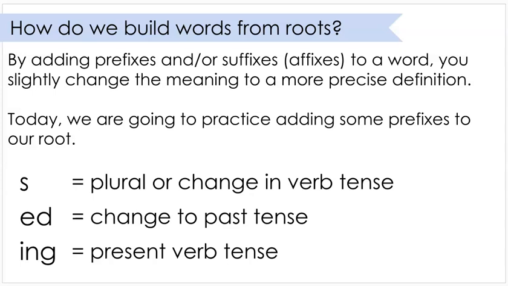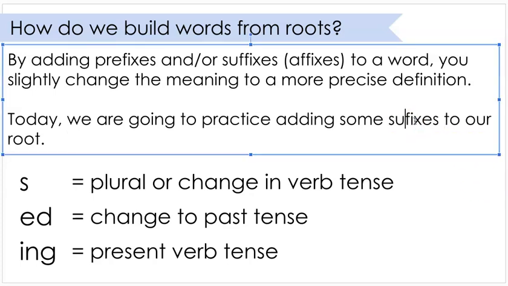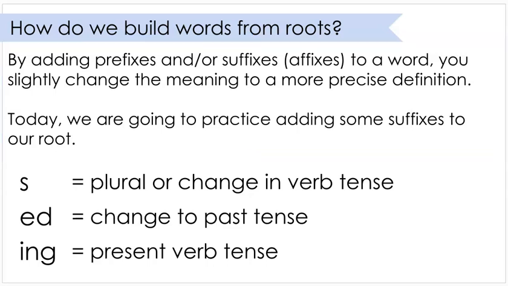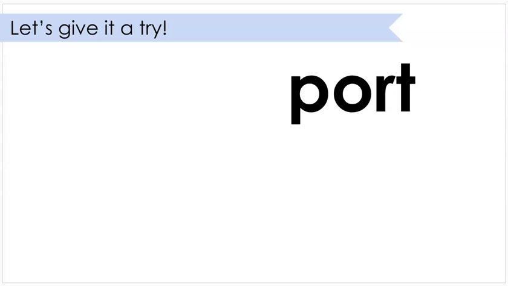By adding prefixes and/or suffixes, and those are the affixes, to a word, you slightly change the meaning to a more precise definition. Today we are going to practice adding some, it says prefixes there, but it's actually suffixes, to our root. The suffixes we're going to add are s, which is plural or a change in verb tense, ed, which is a change to past tense, or ing, which is a present verb tense. And then at the end, we're going to practice reading some words, putting those words together to see if we can actually decode them.